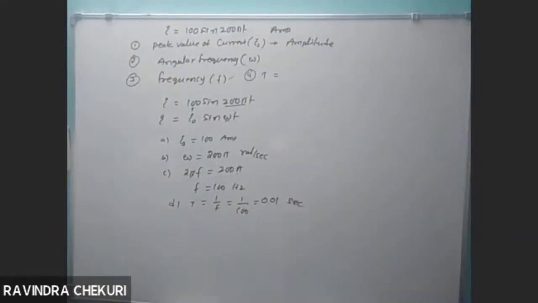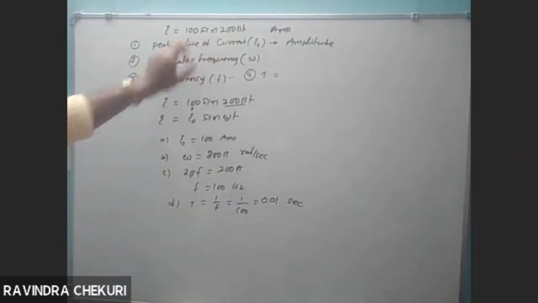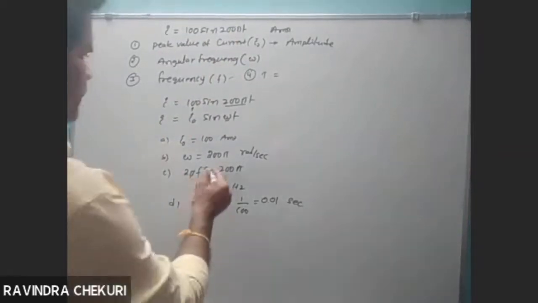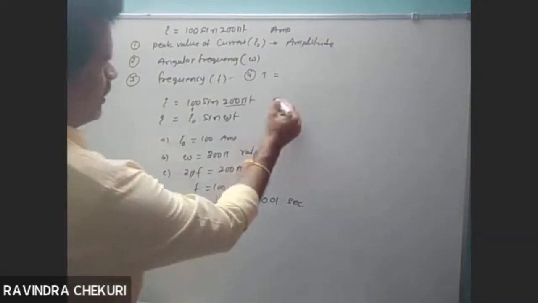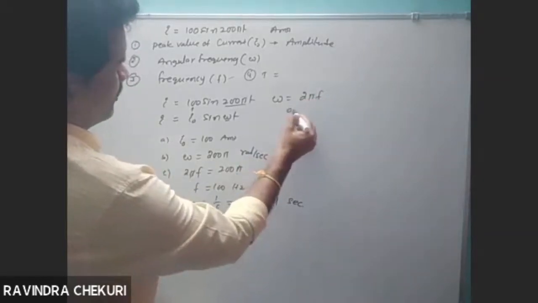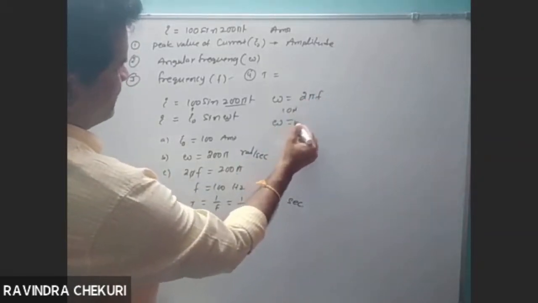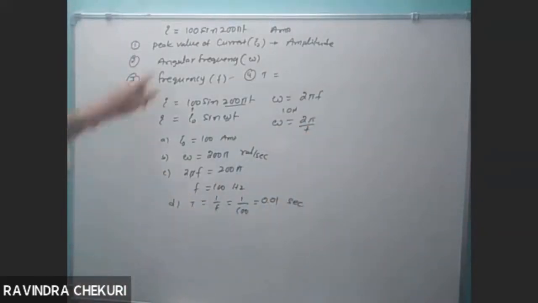From the basic equation, we have to calculate peak value, angular velocity, time period, and frequency. The coefficient of t is the angular velocity, and this is the peak value. Angular velocity or angular frequency is equal to 2 pi f.